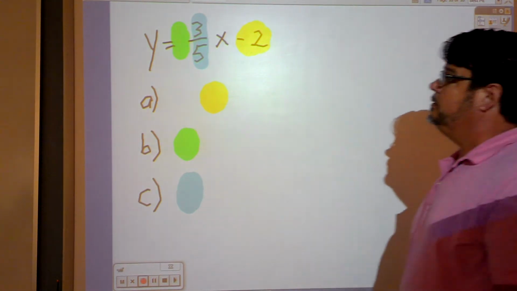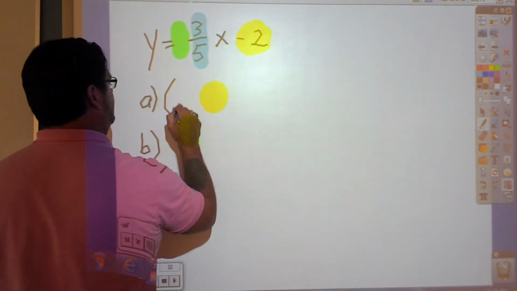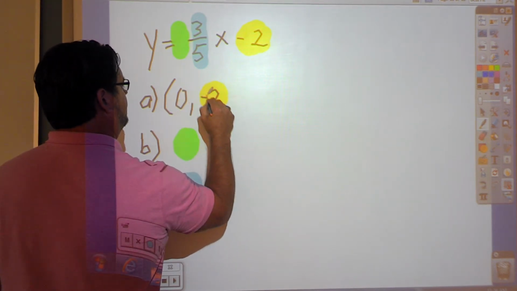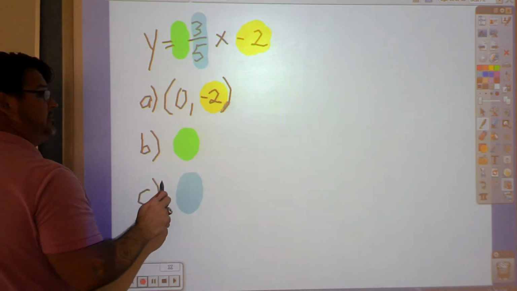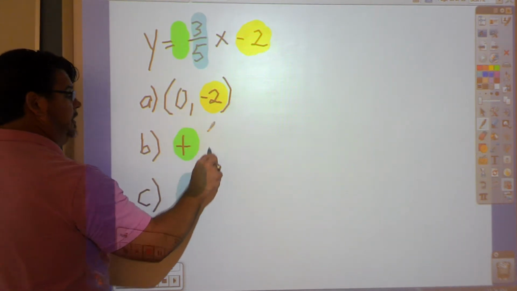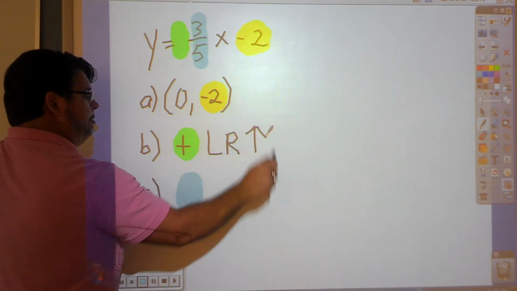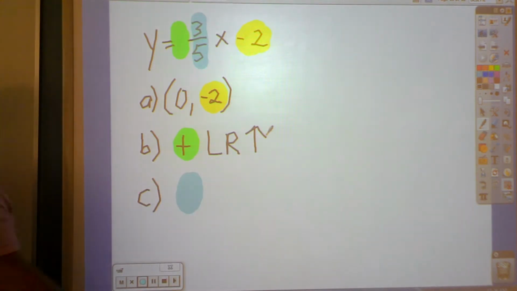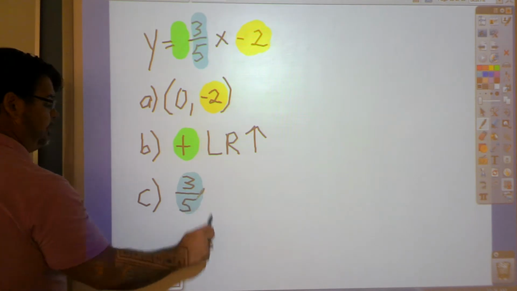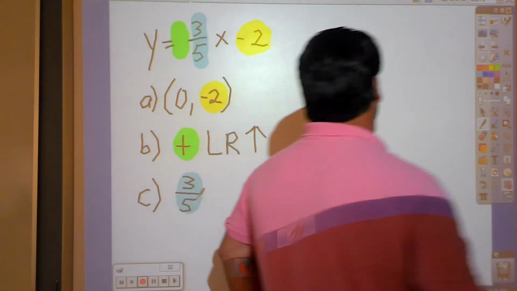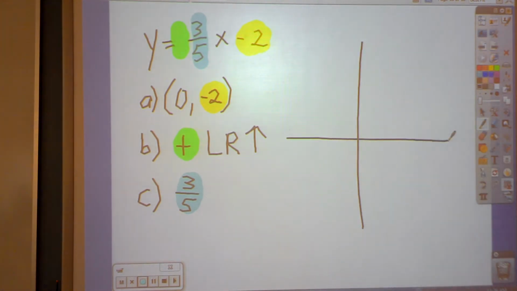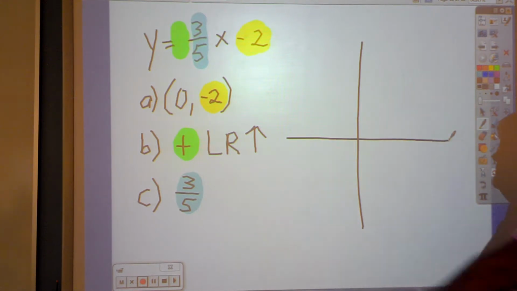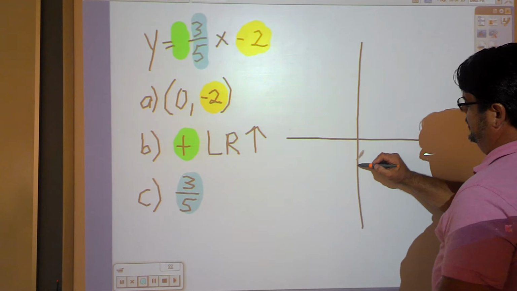All right, what's my y-intercept? And what is the sign of my slope? Positive. Left to right, what? Up. And then what is my slope? 3/5. So we draw our handy dandy trace line. You're gonna make me start saying left, right, uphill. There you go. And (0, -2) will be right here.